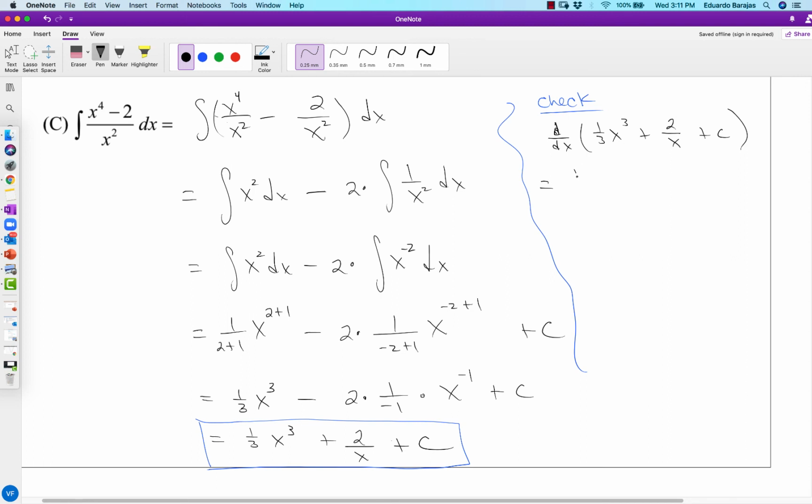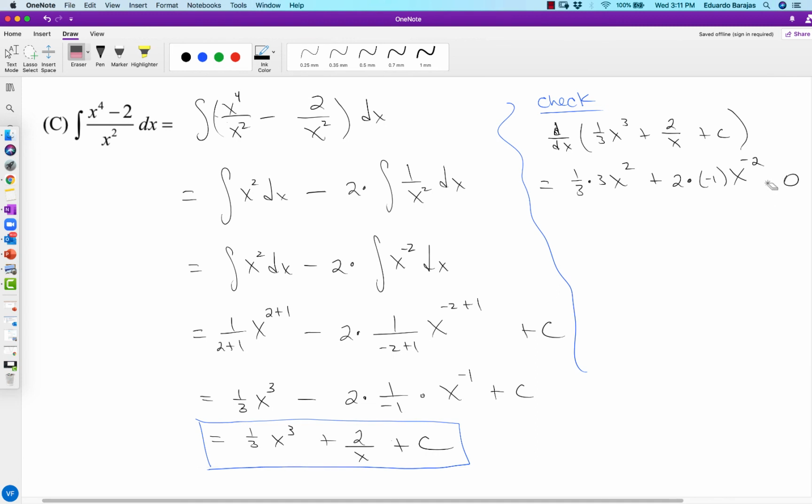The derivative of this is going to be 1/3 times 3 x to the second power, plus the derivative of this is going to be equal to 2 times negative 1 x to the negative 2 power, plus 0. So now the 3 and the 1/3 reduce, giving me x to the second power minus 2x to the minus 2 power, which then becomes x squared minus 2 over x squared.